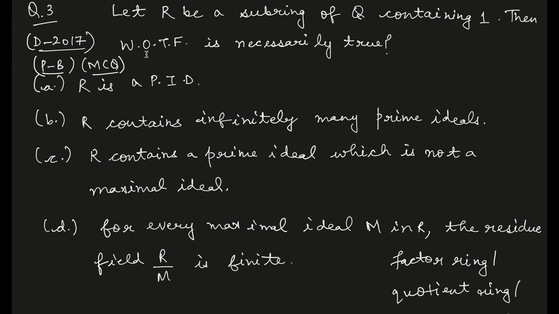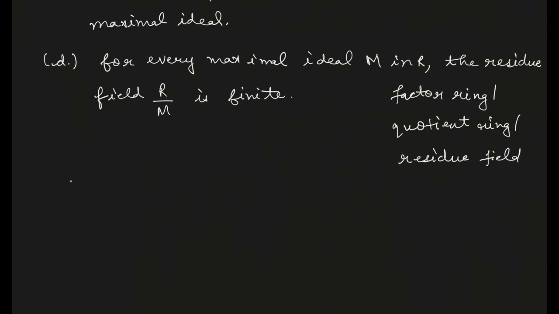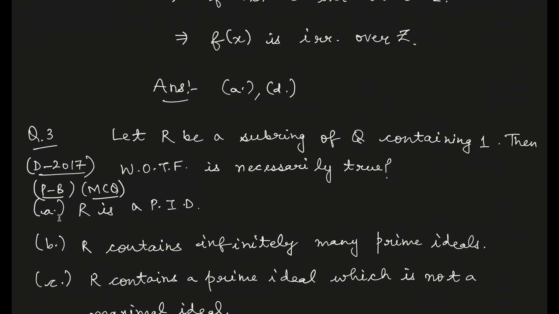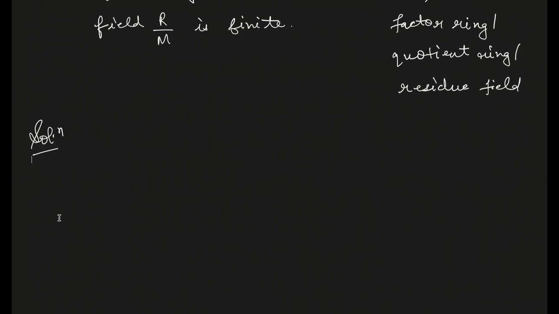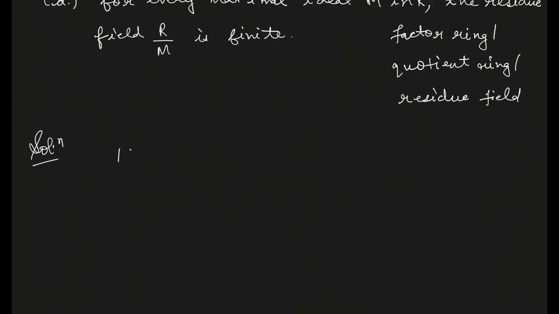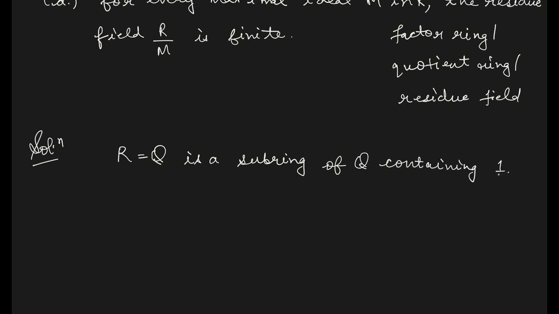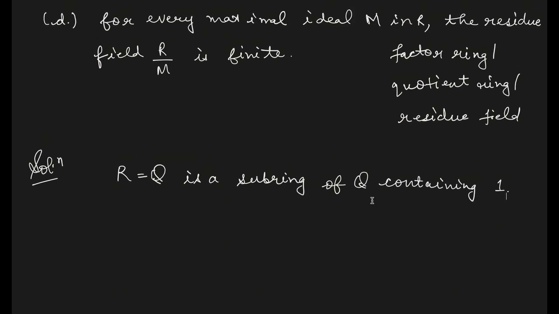ये नहीं समझ में आ रहा कैसे अप्रोच करेंगे। रिजल्ट डिस्कस कर लेते हैं। So it is given that R is a subring of rational numbers which contains 1, meaning unity. So I can take R as rational numbers only. This is a subring of rational numbers containing unity. Now firstly I am discussing option B.